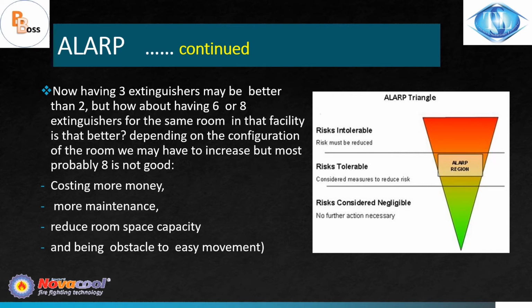But let's take the extreme of that example to understand more. If I have an open space room and the room requires 2 extinguishers, is having 6 extinguishers better? No, it's not better. Why? It is costing more money, more maintenance, and reducing the room space. It's an obstacle in case of an emergency. So then we can say, just by increasing safety equipment, it doesn't mean we make our place safer. So that is one of the uses of ALARP.